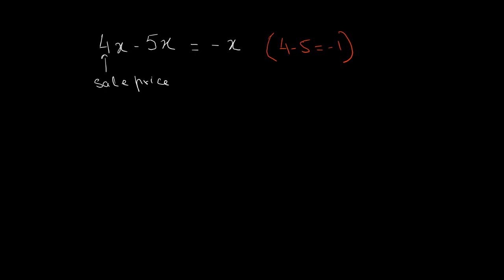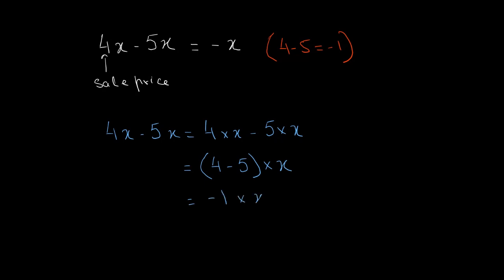If you were to think about it, let's take this example of maybe 4x minus 5x. Well, this is really 4 multiplied by x minus 5 multiplied by x. So if the distributive law is true, this is just 4 minus 5 multiplied by x, which is minus 1 multiplied by x, which is equal to minus x.